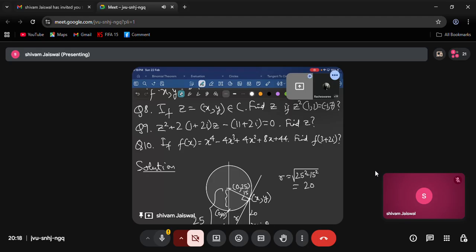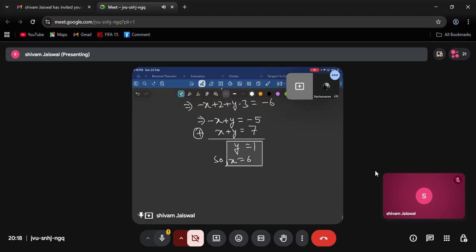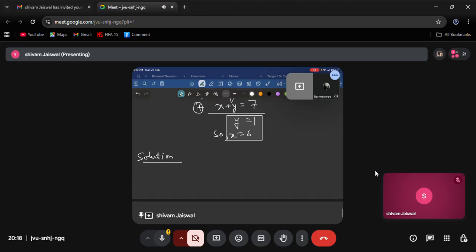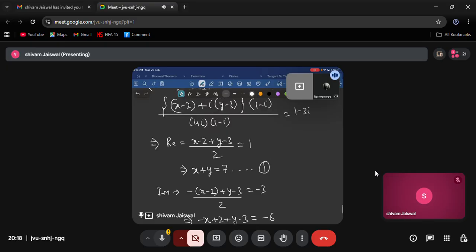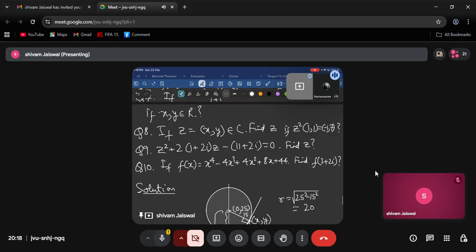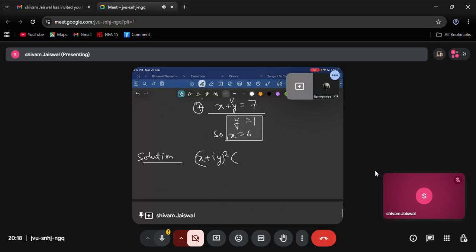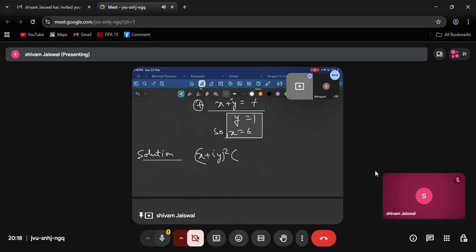Okay, number 8. Z equal to x plus iota y belongs to complex numbers. Z square into 1 comma 1 is equal to minus 1 comma 7. Let us start. Yes, Abhiksha, right answer. Another one. Means x plus iota y whole square into 1 comma 1, what was it? 1 comma 1. Same.